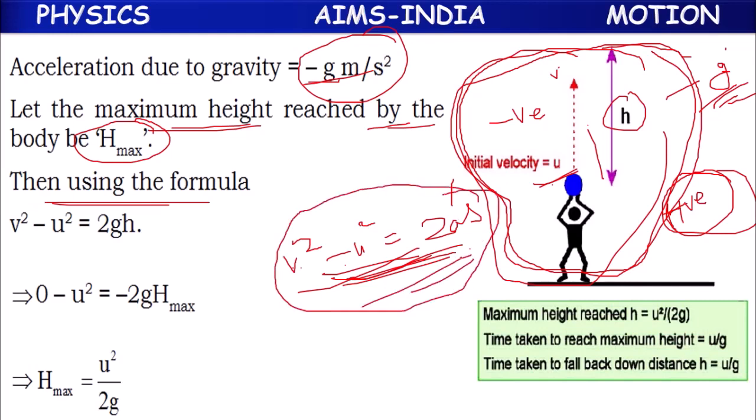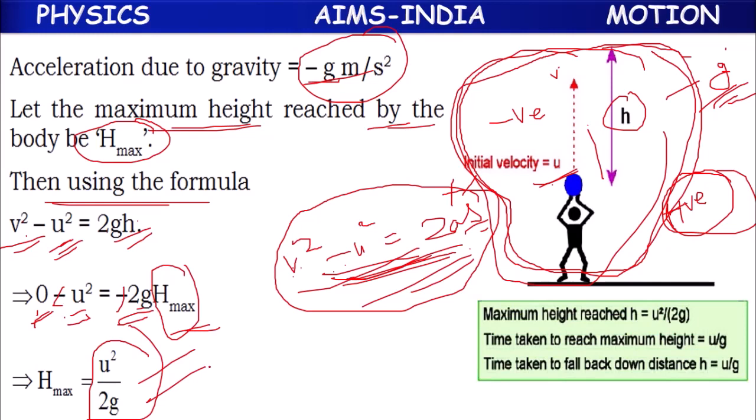We are taking this equation, v square minus u square equal to 2as. In the place of s, we can keep h because it is a height. So v, the final velocity, is 0, u square as it is, g value minus g, h value h max. We can substitute the values. If you want to find h max, minus minus cancel, 2g will go to that side, and it will become u square by 2g.